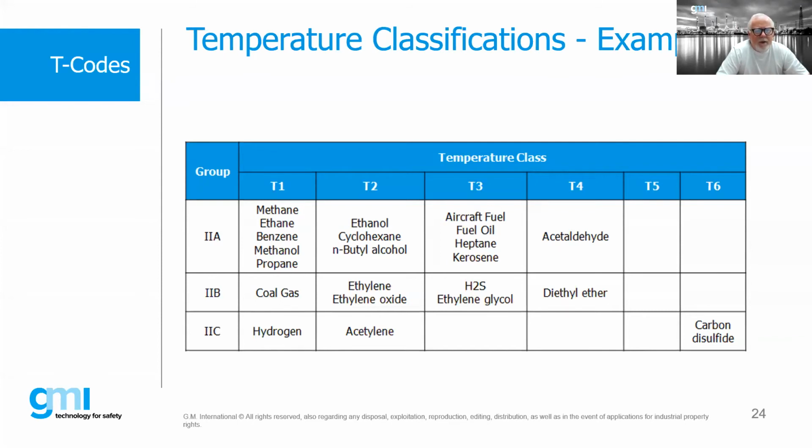The real common ones, you think about things like ethane, propane, hydrogen, methane, those are all T1 gases. Ethylene is T2, acetylene is a T2. But then there's also things like jet fuel, heptane, kerosene, which are T3 gases. So you can find anything from T1 to T3 in most of these petrochemical facilities.